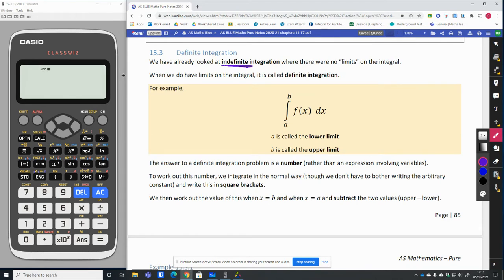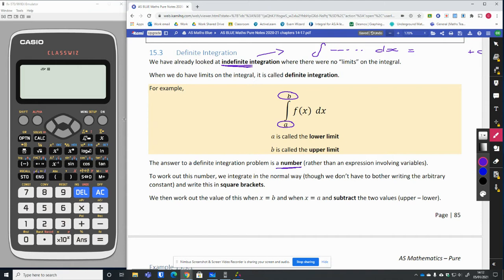If you look at this question here, we have an upper limit and a lower limit, and they are written at the top and the bottom of that integral sign. So you know when you've got indefinite integration because you've got the integral sign and then the dx without any limits on it, and that gives us an algebraic answer, and it has to have the plus c on the end. The answer to definite integration is a number rather than an expression. That's why it's definite. To work out this number, we integrate in the normal way, and then we substitute the two values in and subtract.